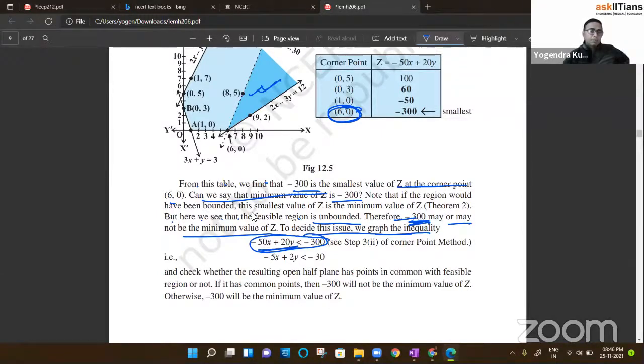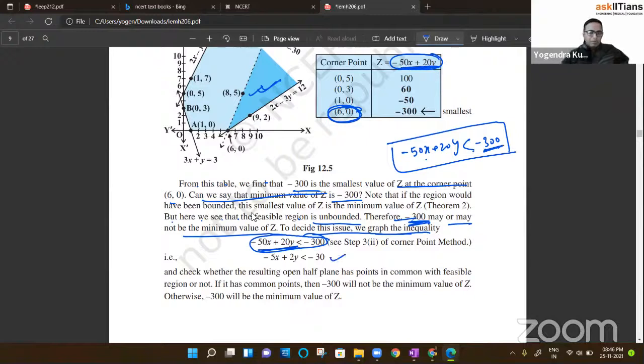Yes, this is the method. Which inequality are we going to graph? This one, this minimum function only. Everyone understand this? If you didn't see this before, see it now. Can 2y be less than minus 300? We want to check that. Everyone is getting this? For the objective function only, we are going to put less than minus 300.